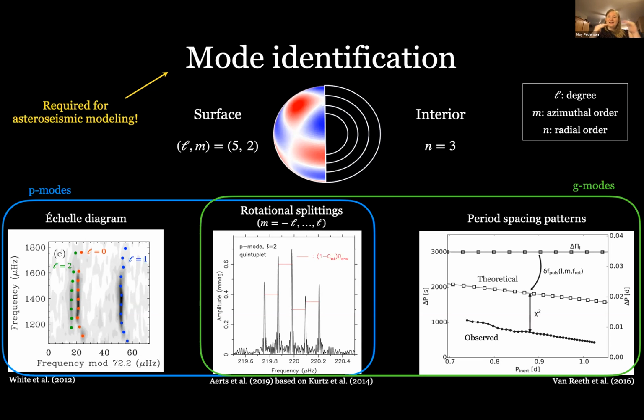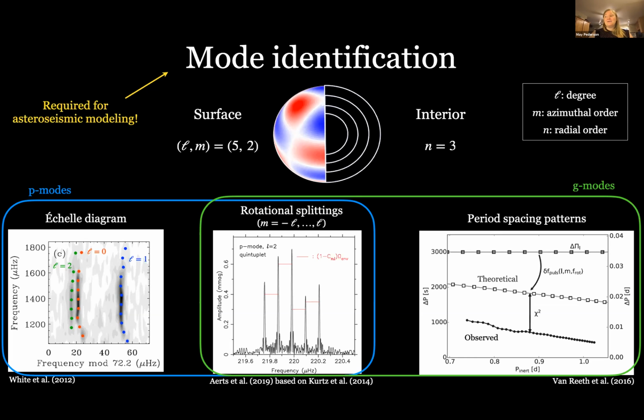So if we chop up our frequency spectrum in equal segments of frequency, what we end up seeing is these kind of ridges in these HGL diagrams, as we call it. For gravity modes, what we're utilizing is that these modes are roughly equally spaced in periods. So the modes with the same L and M value form these kind of period spacing patterns, which we can then use to derive the mode identification of the oscillations.